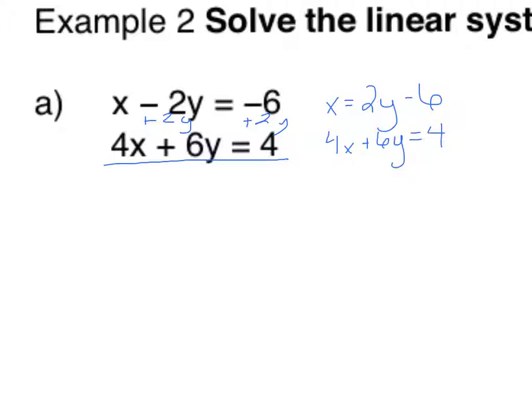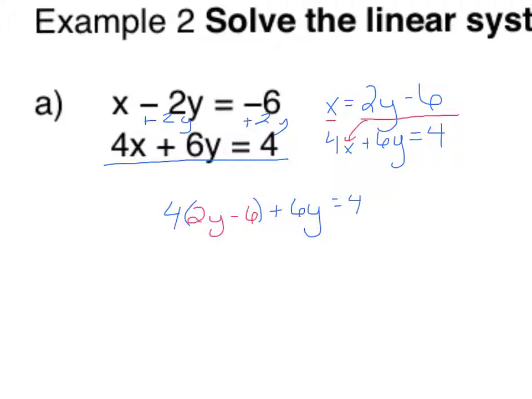The only thing that's different now is that instead of y being all by itself, now x is all by itself. So all of this value is going to be plugged in for x, because x is the one that's all by itself. I'm going to take this value, plug it in, and write my new equation. My new equation looks like this: 4 times the quantity 2y minus 6 plus 6y is equal to 4.